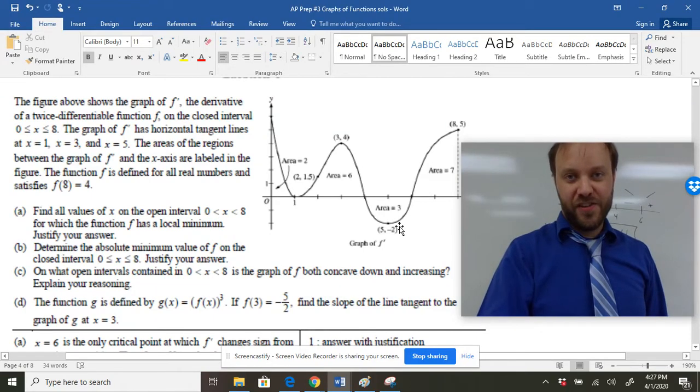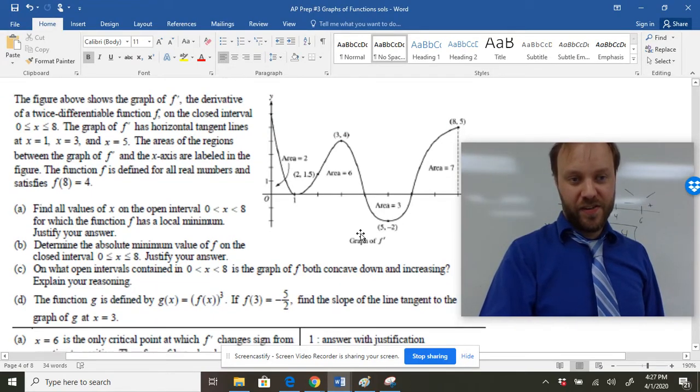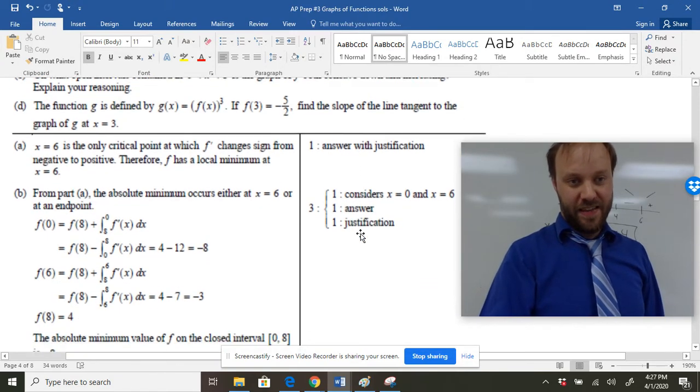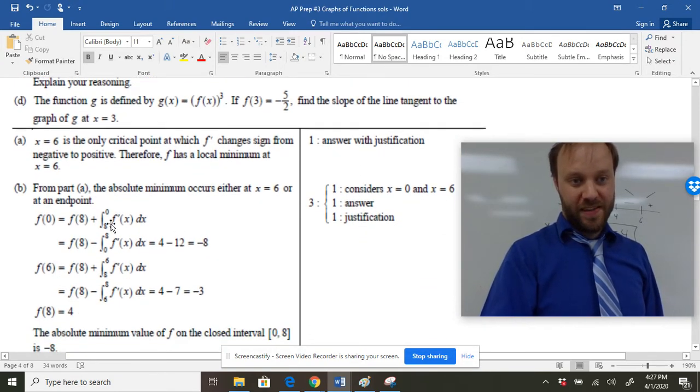I didn't get a chance to look at the scoring for that last question, so let's look at the scoring for part B. Notice they do exactly the same thing. They check the endpoints, 0 and 8, and of course they gave us that value of 4. At 0, they take the initial value, that's the value of 4, and they're adding the integral of f prime.